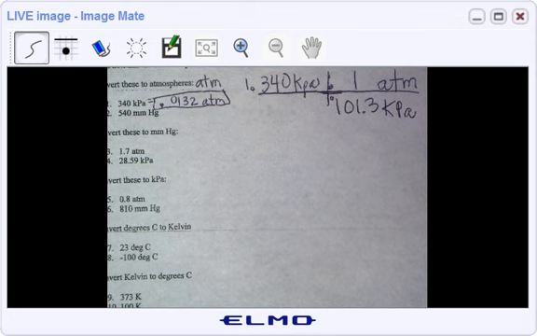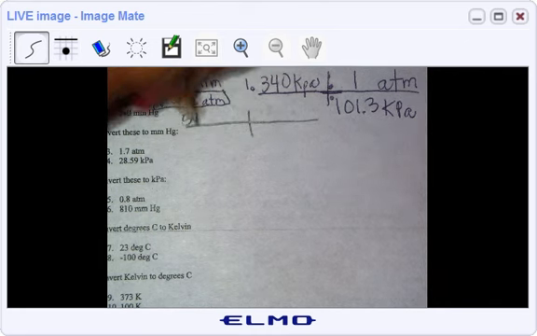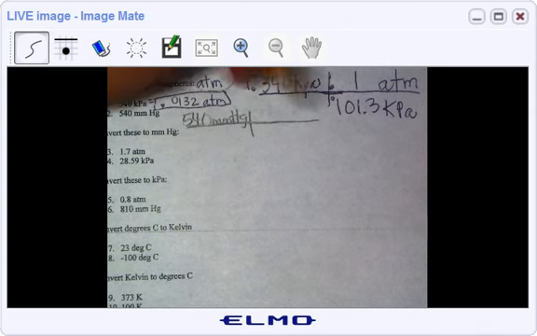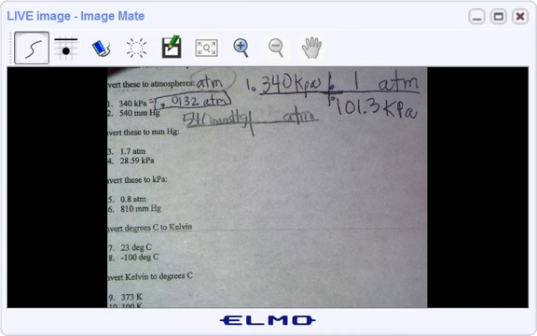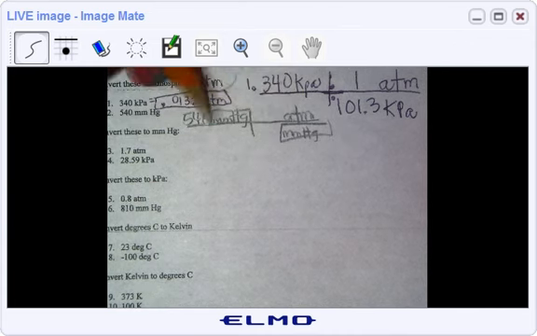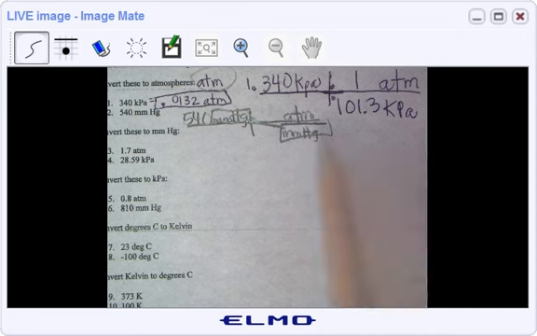I'm going to do the next one. There's not that much space. I'll try to make it nice. They gave me 540. What do I want? ATMs. This has to be mmHg because the units must match. Those always have to match because you're going to cancel them out and ultimately be left with the ATM because that's what you want.